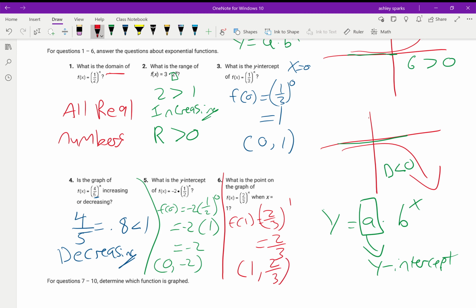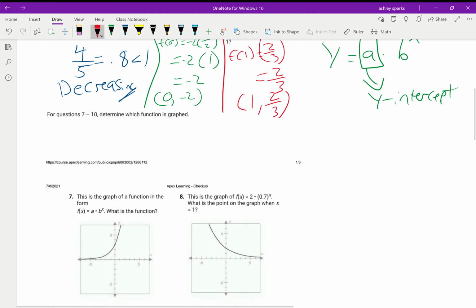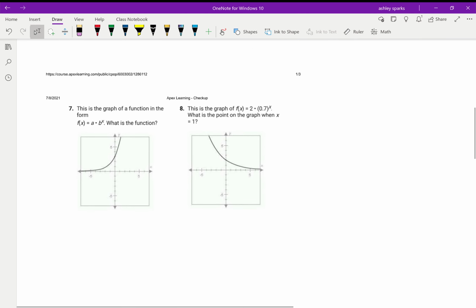Which means with these problems, as we get into graphing, what I recommend doing, plug in 0 to get one point and plug in 1 to get the other point. Okay?